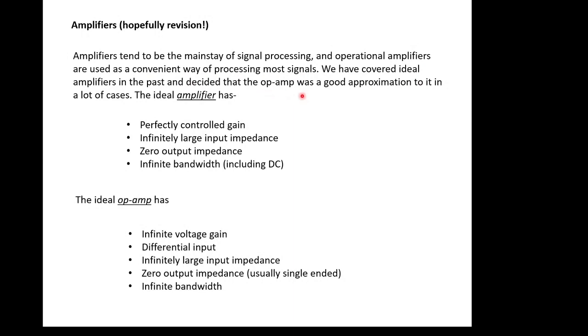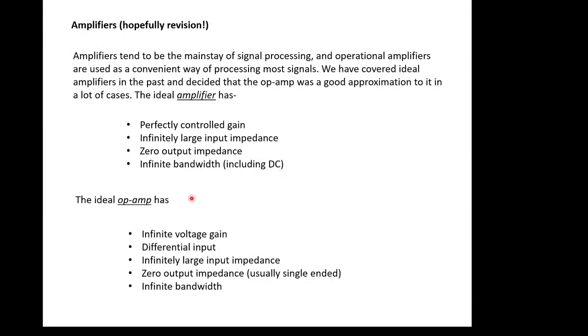Okay, so the op-amp is a good approximation to the ideal amplifier. So remember that the ideal amplifier, which is just a block, has perfectly controlled gain, infinitely large input impedance, and we'll look in a minute as to why input impedances are important, just to remind ourselves. It has zero output impedance, and ideally, again, remember this is ideal, has an infinite bandwidth, which by definition includes DC. With bandwidth, we're talking about frequency, responds well across all frequencies, including DC, which is zero frequency.